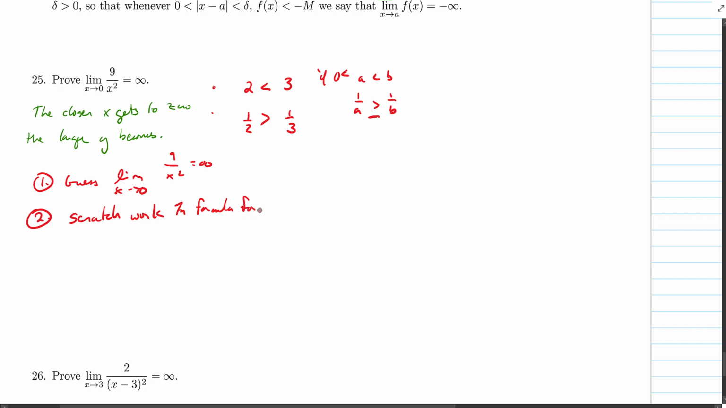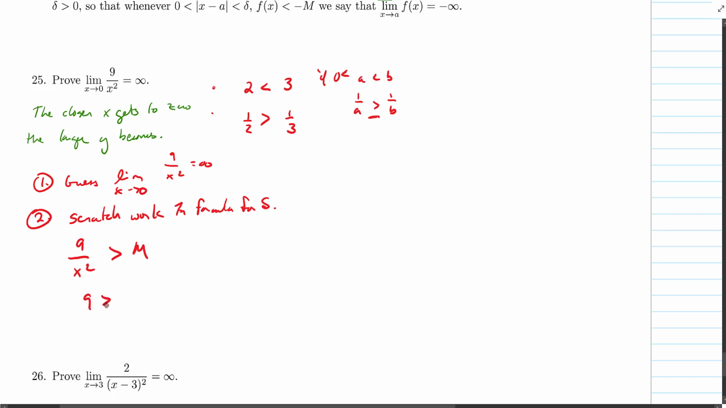Formula for delta. That part hasn't changed, but the difference is we don't have any epsilon in this proof. Instead, what we have is some m, and m we can think of as a large number. So we're going to assume that we can make 9 over x squared greater than m for some number m, and we're going to look at what the consequences of that are.